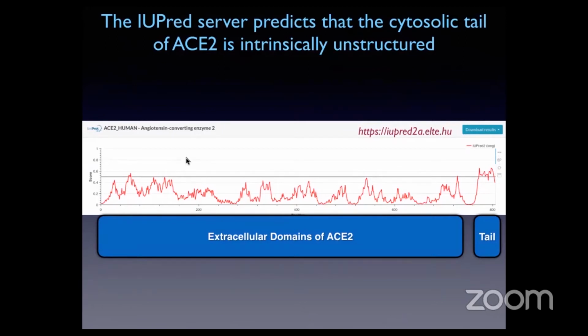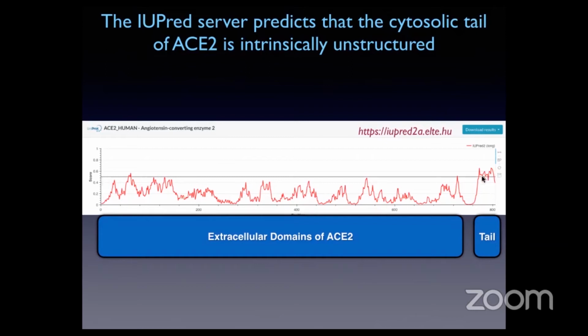we know that most of the ACE2 sequence is folded. I'm not showing the structure here, but the structure has already been solved. The extracellular domains are highly folded. So this plot here is from the IUPred server, which is assessing whether the sequences are likely to be structured or unstructured. So the midpoint of the score, below the midpoint is more likely to be folded, and above the midpoint is more likely to be unfolded.